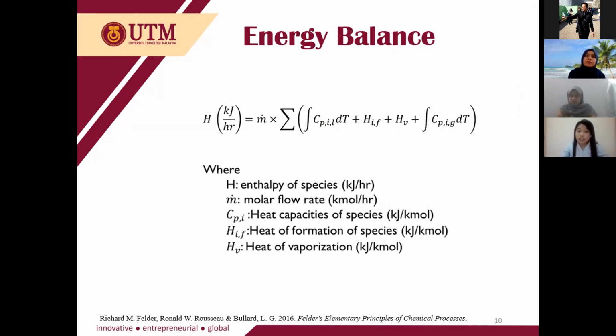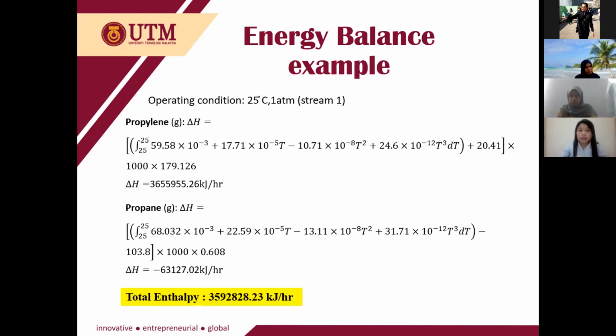Next part is energy balance. The equation shows how to calculate the enthalpy of the species, which includes the molar flow rates times the sum of the Cp, the heat capacity, heat of formations, and heat of vaporization. This is an example at stream number 1, which is at room temperature and 180 atm. Stream 1 consists of propylene and propane, so the total enthalpy we obtain is 3 million kilojoules per hour based on the equation used.